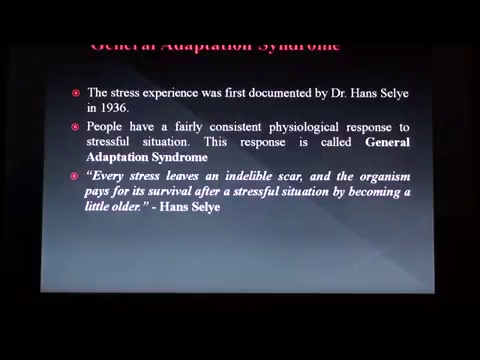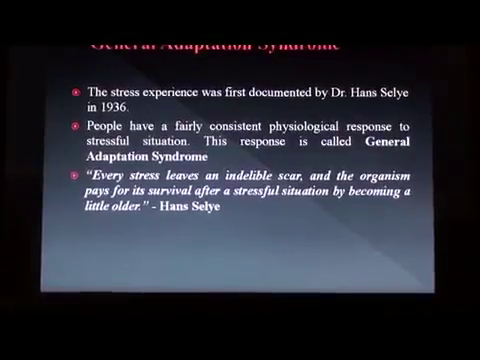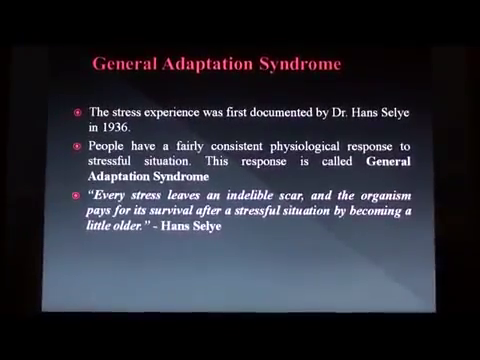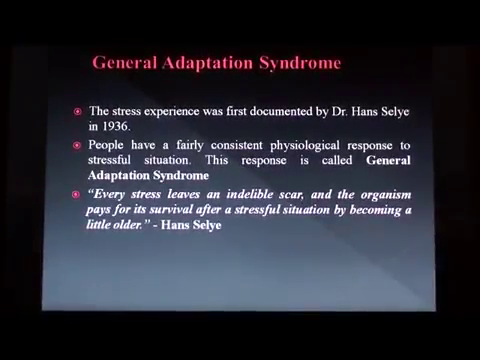The first popular theory on stress management was given by Hans Selye, who developed the general adaptation syndrome. The stress experience was first documented by him in 1936. He opined that people have a fairly consistent physiological response to stressful situations. This response he called the general adaptation syndrome. Every stress leaves an indelible scar, and the organism pays for its survival after a stressful situation by becoming a little older.